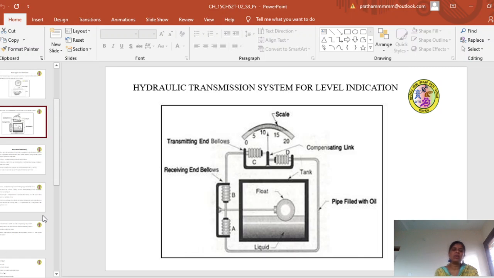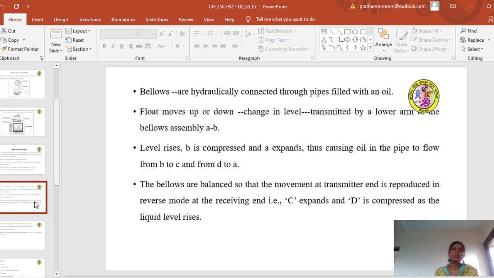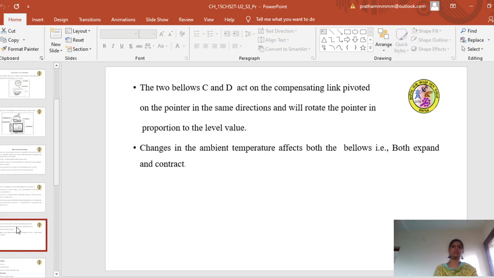So as the level of the liquid in the tank rises, C expands and D is compressed. This we have to understand very thoroughly.